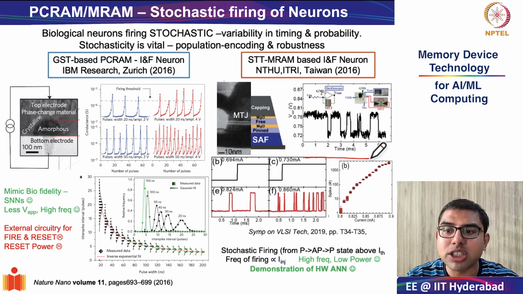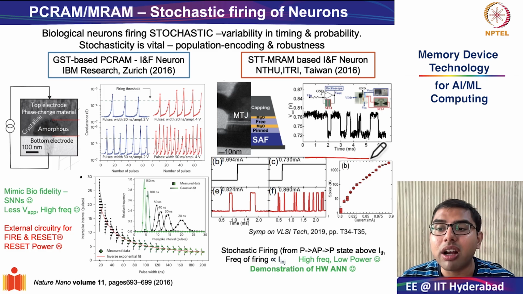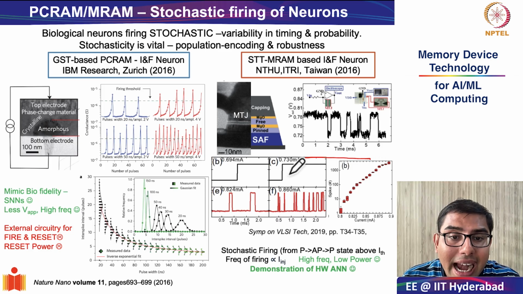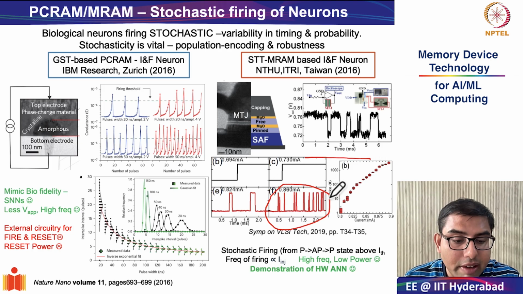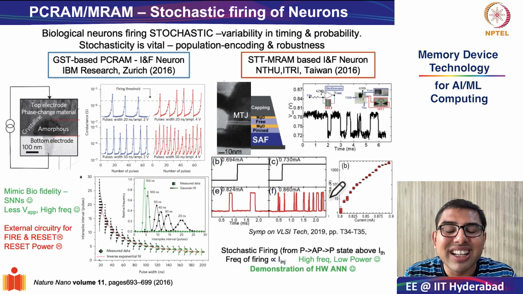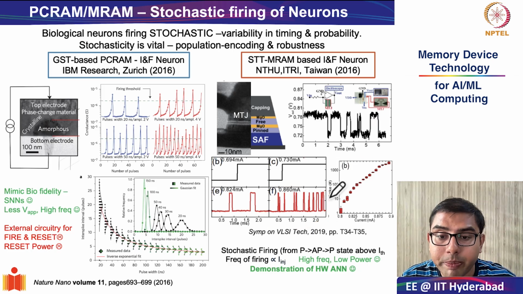In the next plot, we see that increasing the input current leads to more frequent spiking, demonstrating that there is a clear input-output firing relationship, just like in a biological neuron. At high currents, the frequency of switching is definitely more, but the interspike gap is not always uniform.